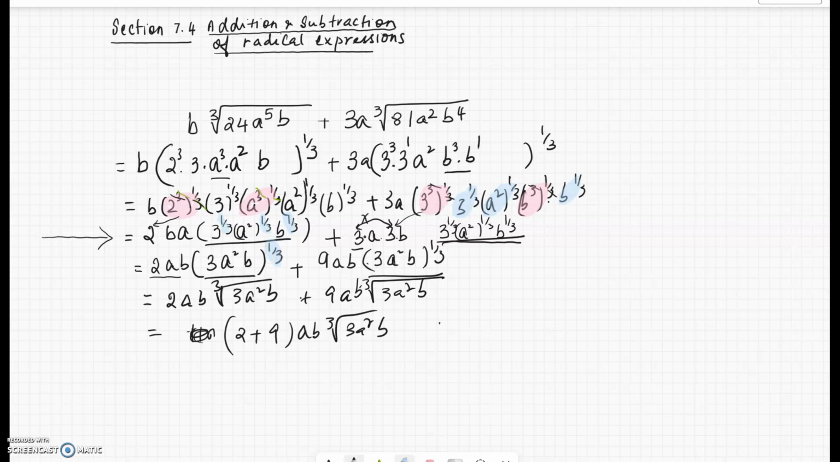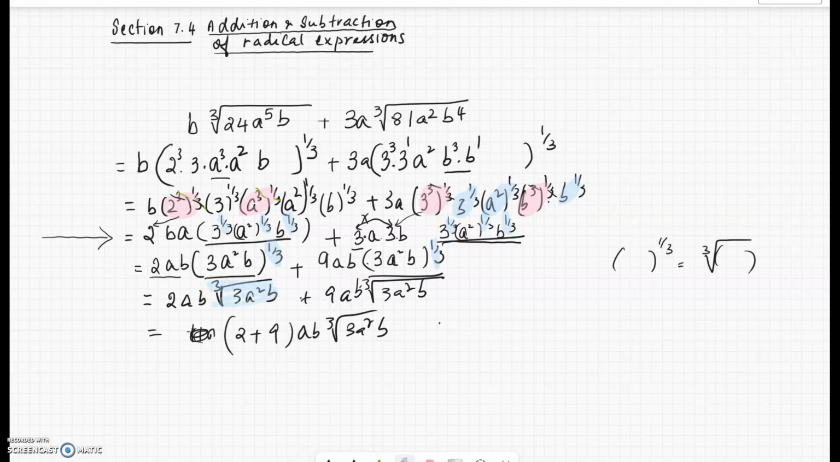Now, here I have 3A times 3B, and that is equal to 9AB. 3 times 3 is 9, A, B. And then I have each of these is to the 1/3, just like before. So I'm going to write all the terms without the 1/3 and then write down 3A squared B, the whole to the 1/3. The whole to the 1/3 is the same as the cube root of. So that's what I do in the next step.